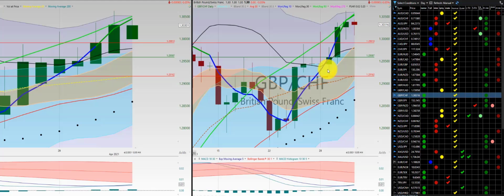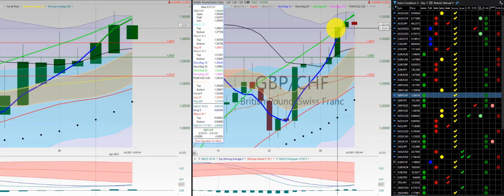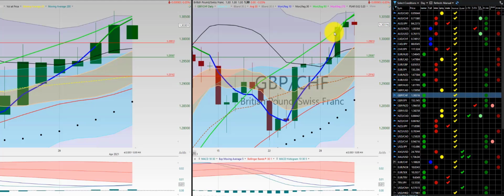British pound Swiss franc, had missed this and did not trade it. Did trade this with my target here at the RL90. Hit it, a 1, 2. Looks like a good emerging dragon.